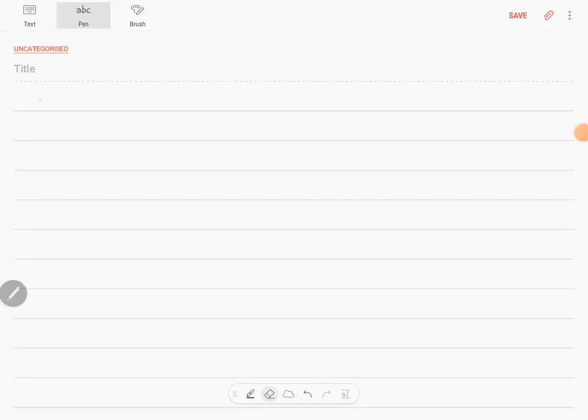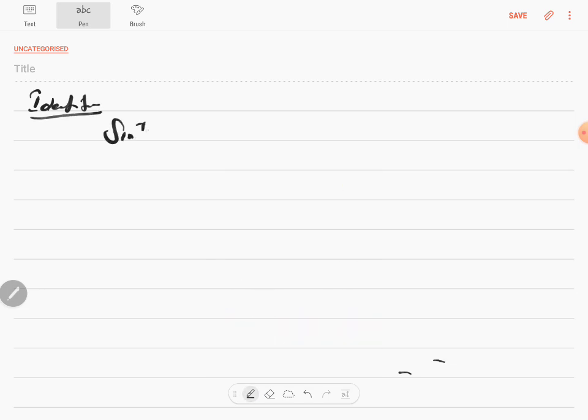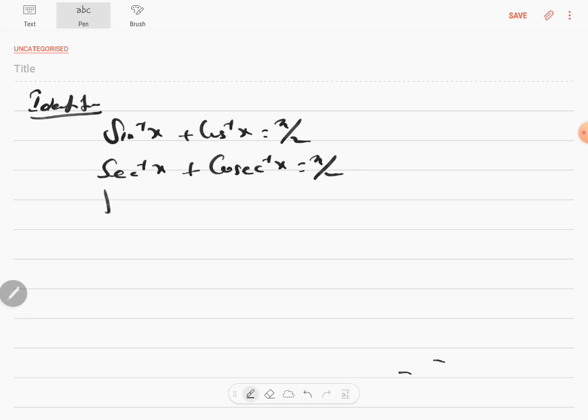Okay, the first identity is in inverse trigonometry. Sine inverse of x plus cos inverse of x is equal to pi by 2. Next is secant inverse of x plus cosecant inverse of x is equal to pi by 2. And tan inverse of x plus cot inverse of x is equal to pi by 2. These are called the identities.